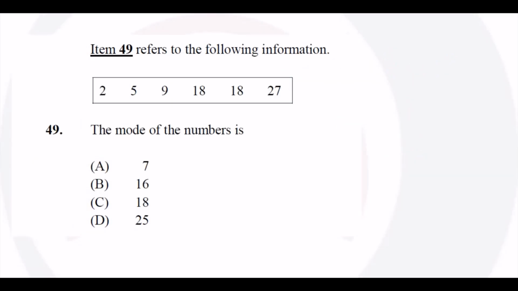Item 49 refers to the following information. I don't know what is wrong with my pronunciation, but that's alright. Moving on. So 2, 5, 9, 18, 18, 27. The mode of the numbers is, so what number occurs the most? So 18 occurs twice, so that means the mode is 18.